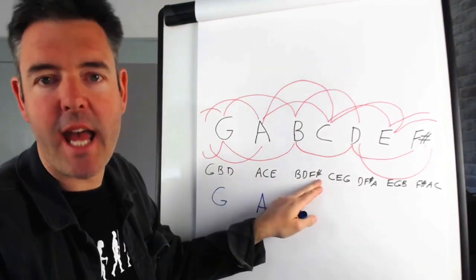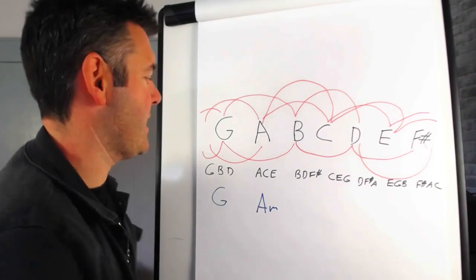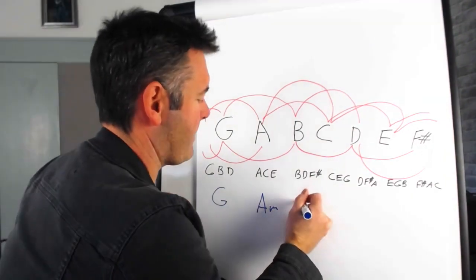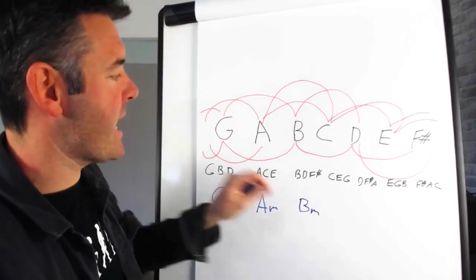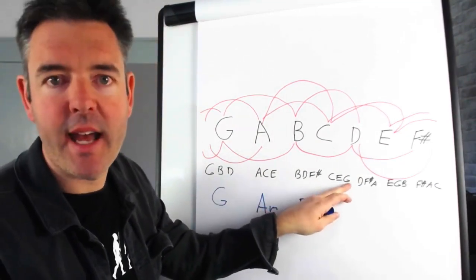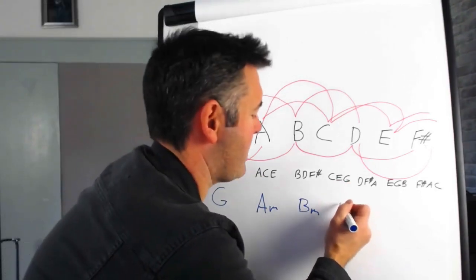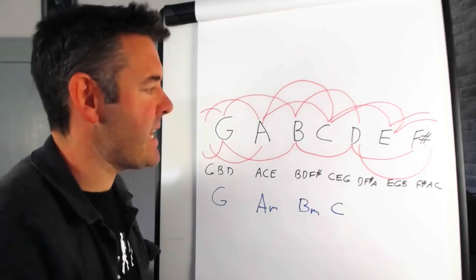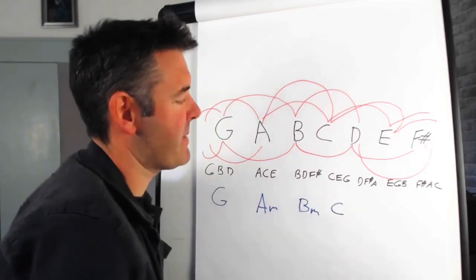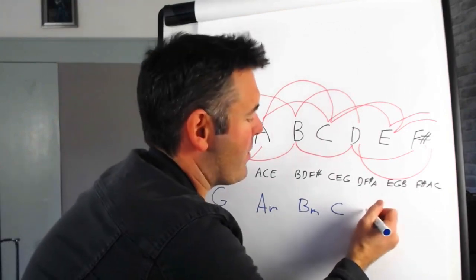B, D, F sharp. Now these are the notes in a B minor chord. So let's label that one B minor. Next triad is C, E, and G. These are the notes in a C chord, a C major chord. So we've got that as our fourth chord. The next one starts on D, and we have D, F sharp, and A. These are the notes in a D major triad. So we'll label that one D.